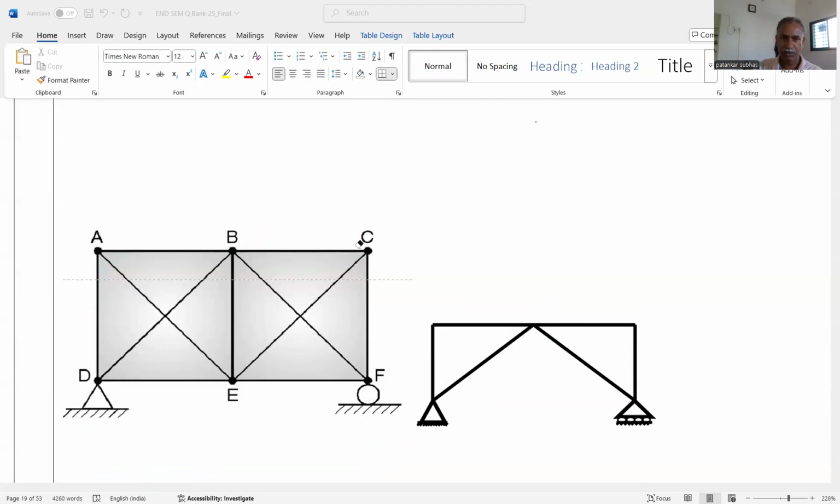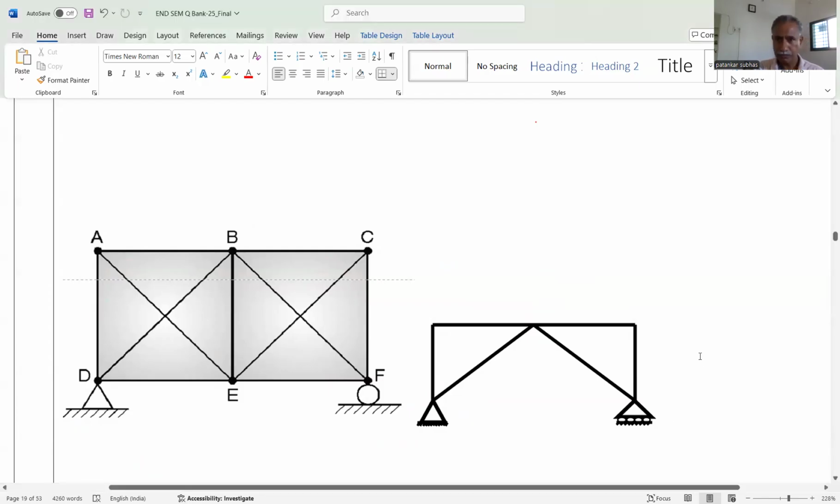That means first of all we find the support reactions. Then we find the forces in the truss, which is called the P force analysis. Then if I want the deflection at, say, point E, in that case we apply a unit load, and it is called the K force analysis.